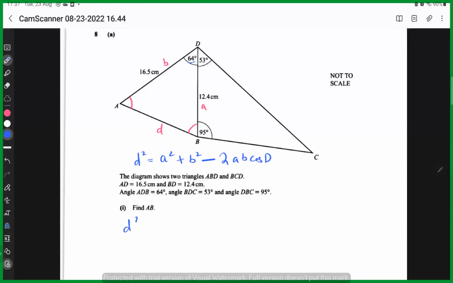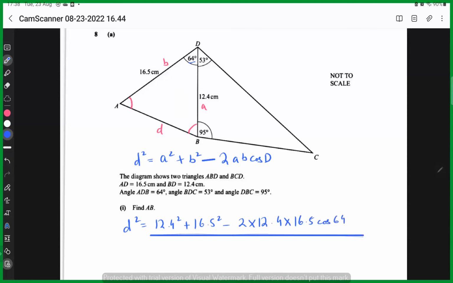D squared is unknown. A squared is 12.4 squared plus B squared is 16.5 squared minus 2 multiplied by 12.4 multiplied by 16.5 cos of 64. Plug in these values on your calculators and tell me whatever you're getting.